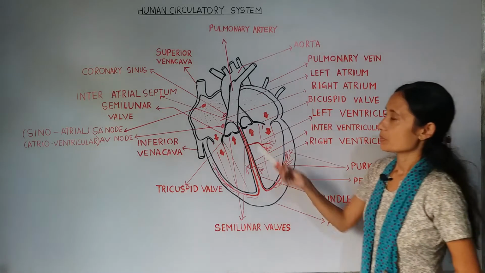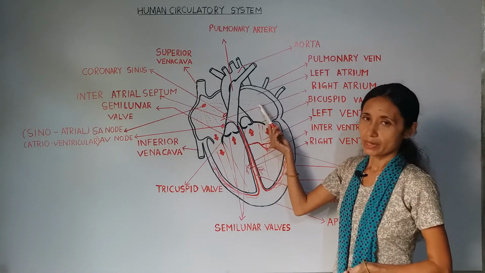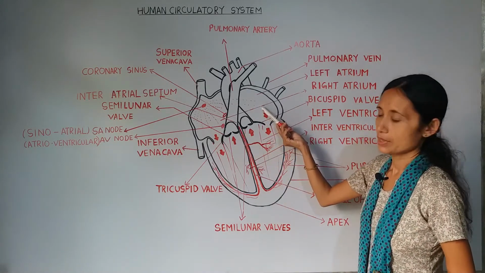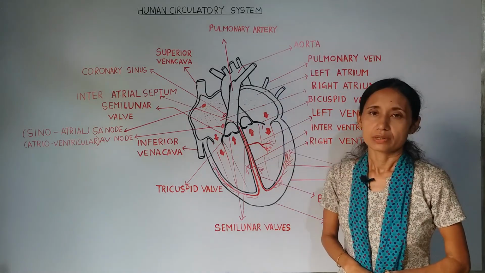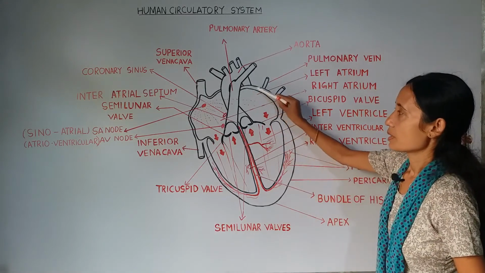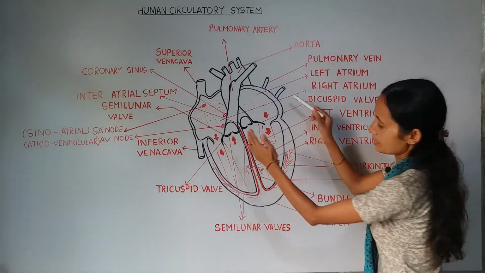Now why is it so? Because greater pressure has to be applied on the left atrium, in pumping the blood into the ventricle. That's why the wall is thicker. Now let's compare the overall wall.